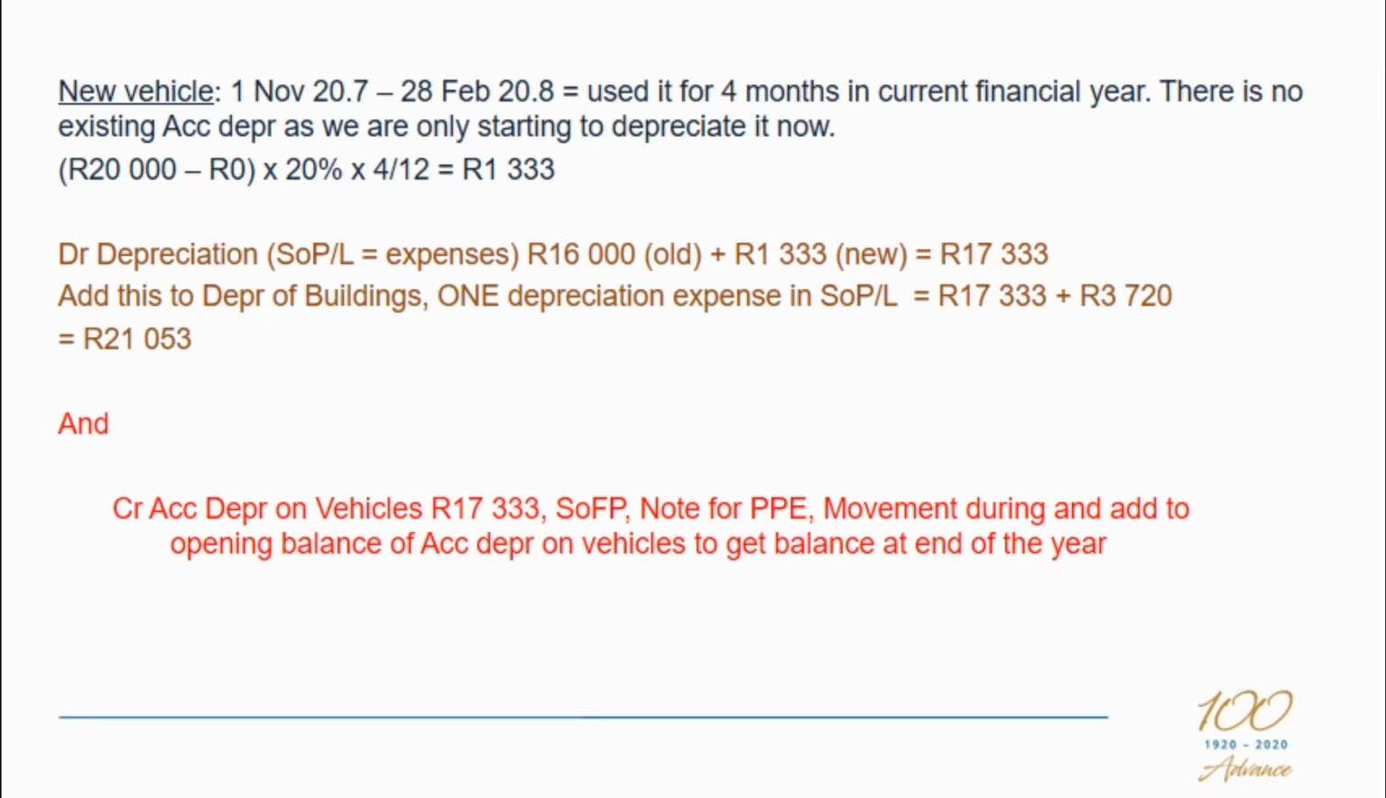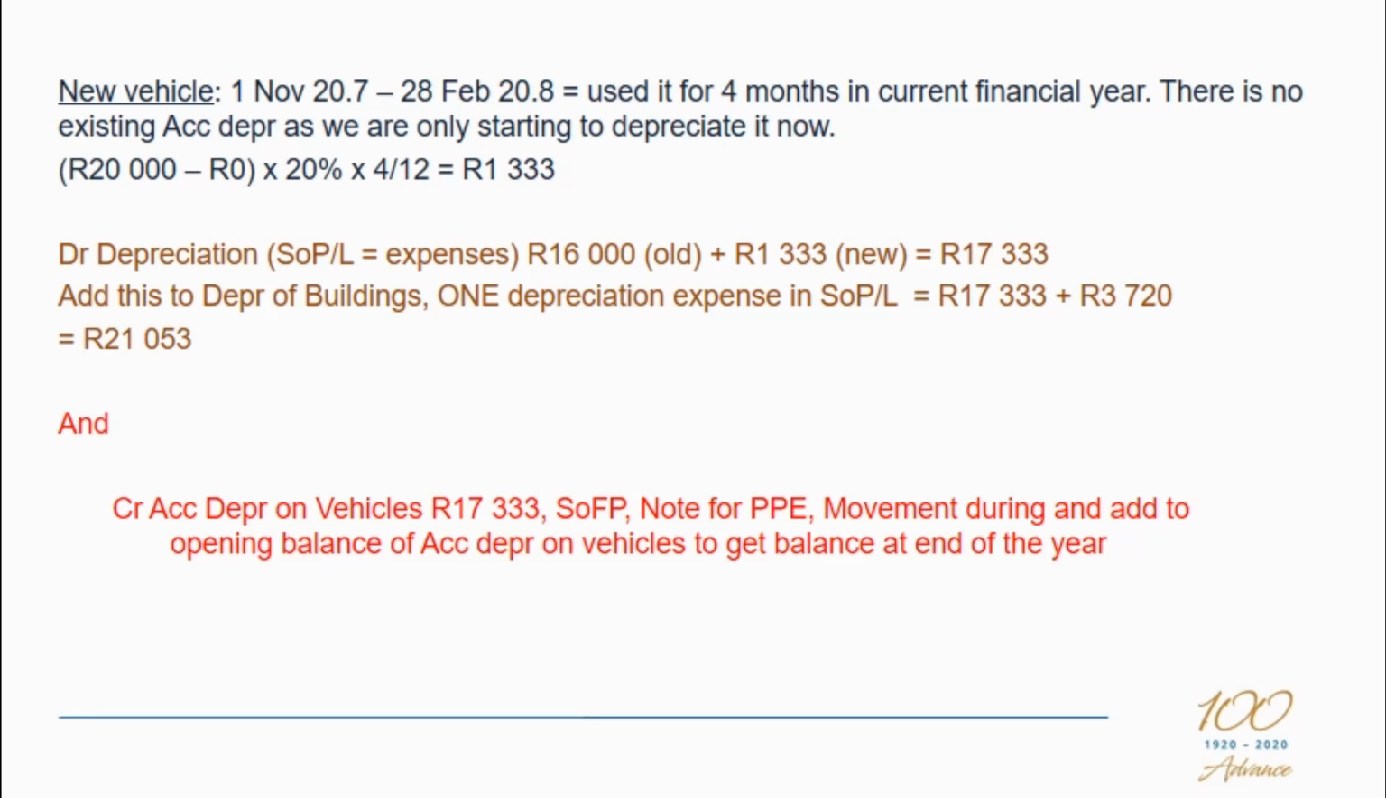In our statement of profit or loss, we only have one depreciation expense. Therefore, we will take the depreciation on the buildings plus the depreciation on our vehicles, and that total depreciation expense for all my tangible non-current assets will now in this question be 21,053 Rand. Remember that in your statement of profit or loss.